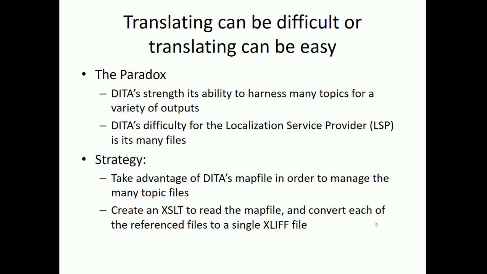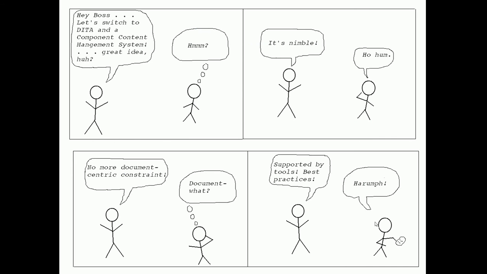Here's the paradox. DITA's strength is its ability to harness many topics for a variety of outputs. DITA's difficulty for a localization service provider is that there are many, many files to manage. The strategy is to take advantage of DITA's map file in order to manage the many topic files, create an XSLT to read the map file, and convert each of the referenced files as a single XLIFF file for our translator to translate. I say it's a paradox because it seems pretty straightforward, but a lot of times it's just not that easy if you don't do it the right way.